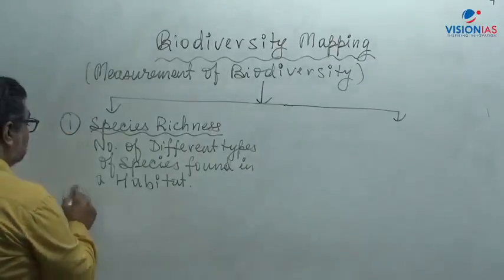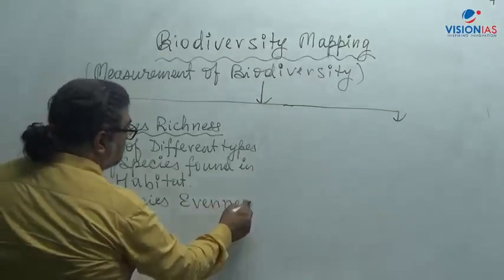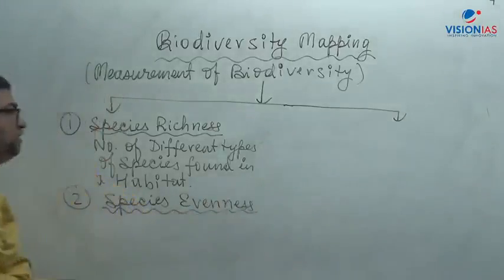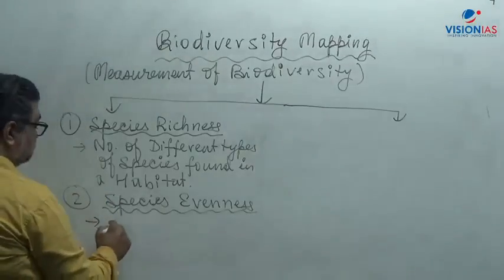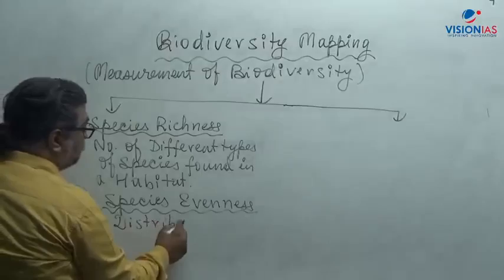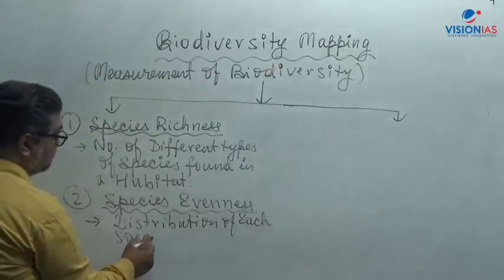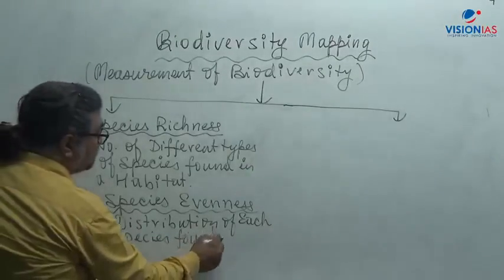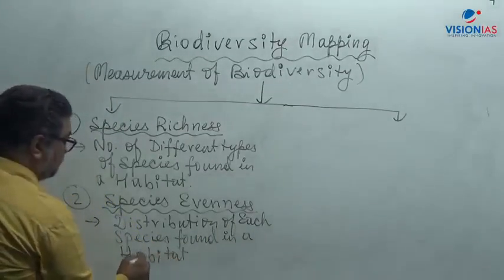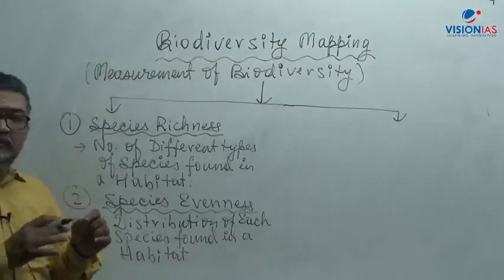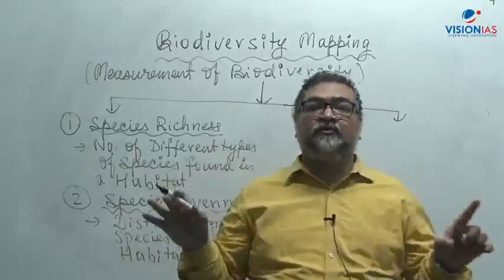And second is called species evenness. Second concept here, parameters, species evenness. What is species evenness? That is the distribution of each species found in a habitat. How are they distributed? Are they distributed in equal numbers or are they distributed non-uniformly? Either the distribution is uniform or non-uniform.